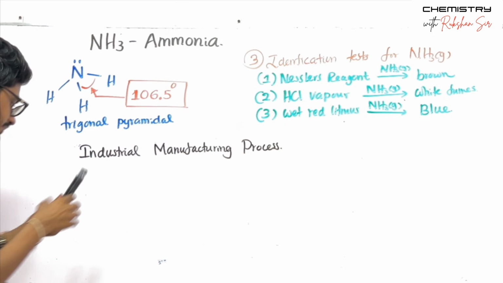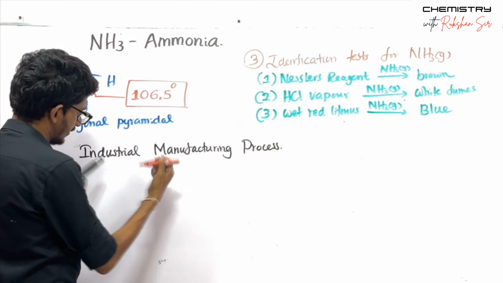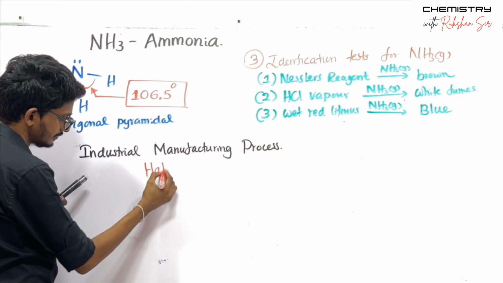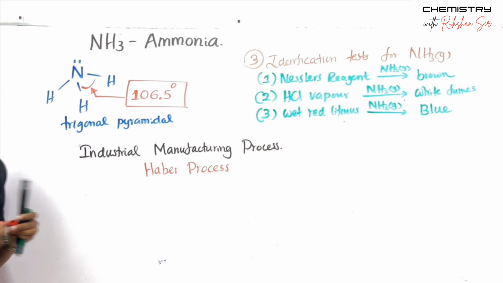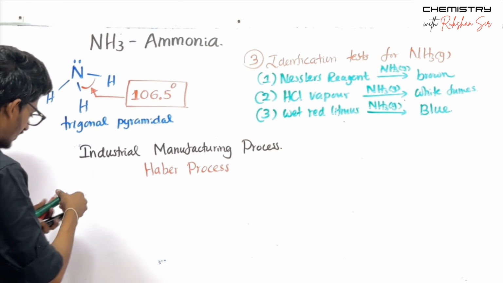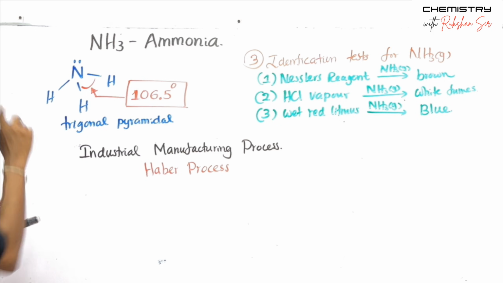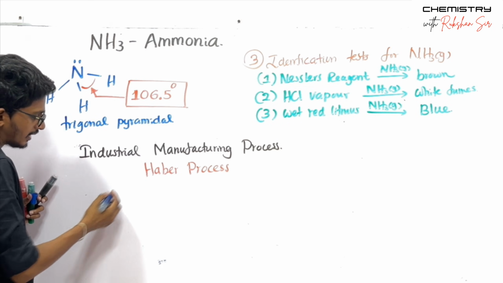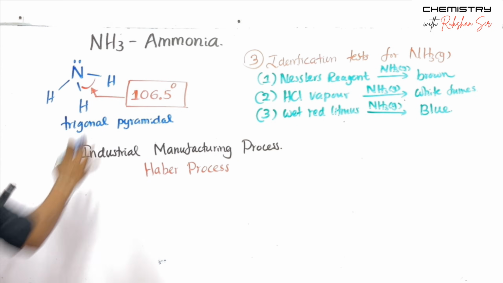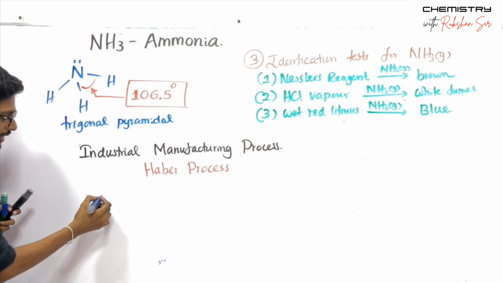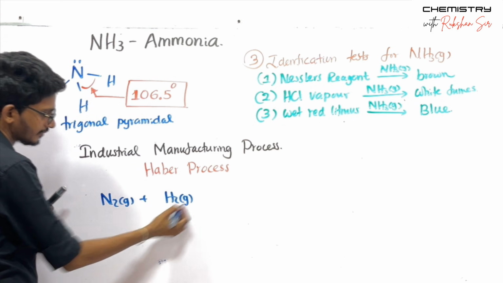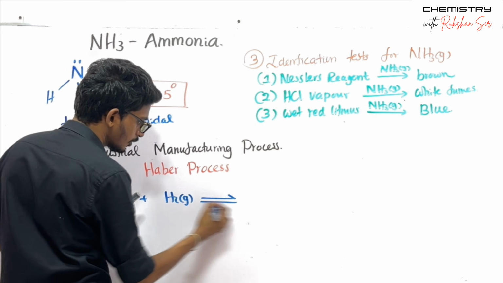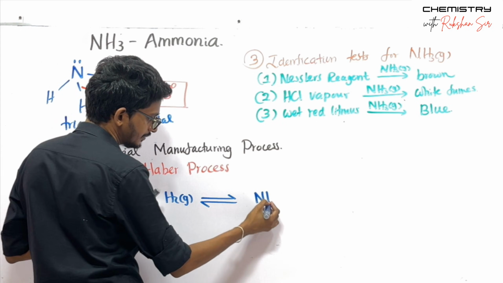Is referred to as the Haber process. So you should know the equation as well. The equation of Haber process is very simple. To produce ammonia, we use the two elemental forms, nitrogen atoms and hydrogen atoms. So two elemental forms, the N2 gas and the H2 gas, are used to produce ammonia in the Haber process.